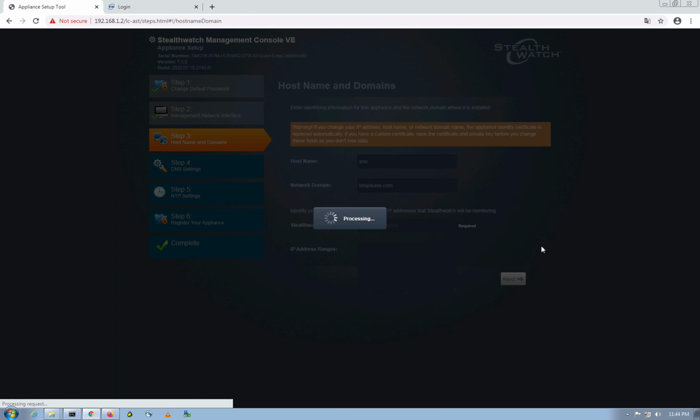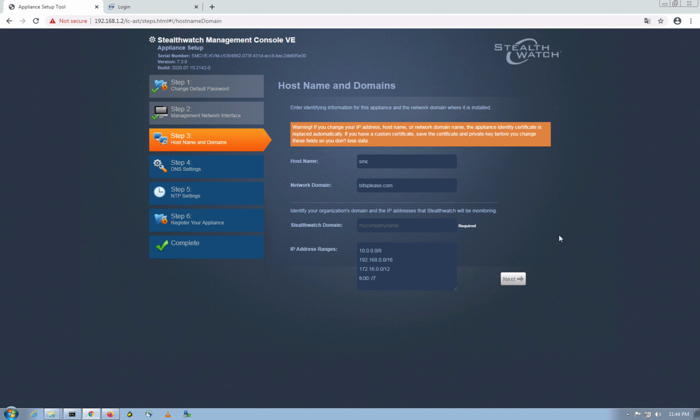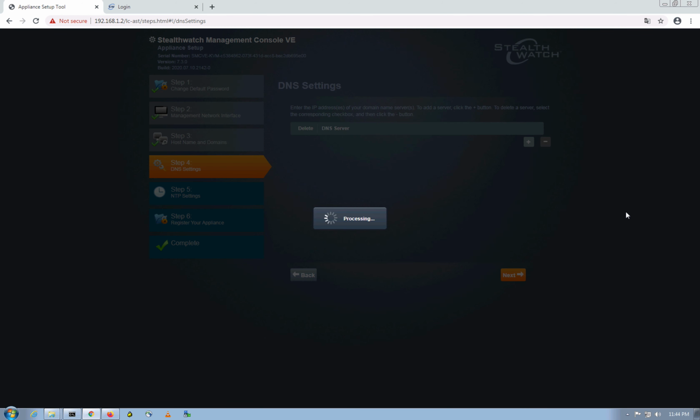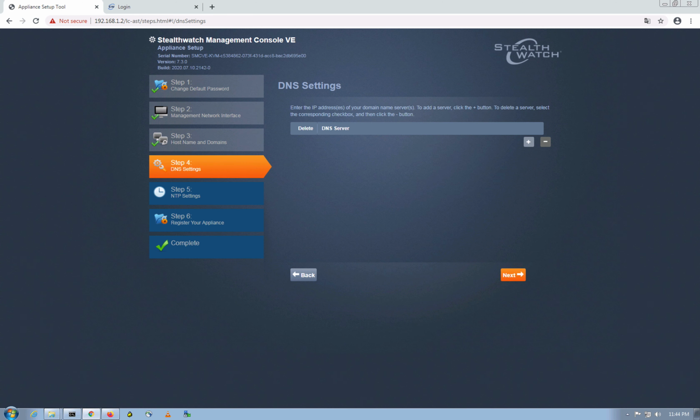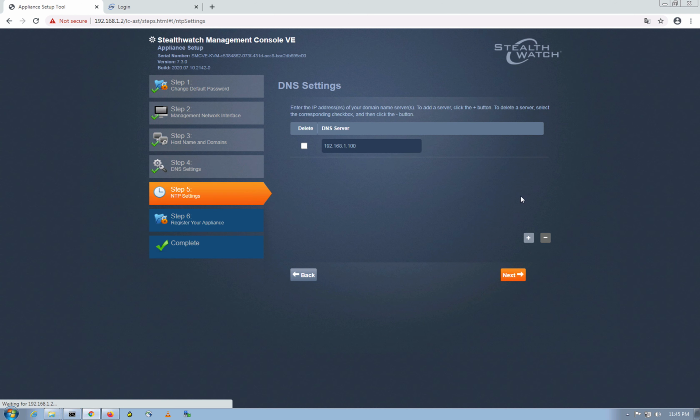Let's do next. My host name is also there. Stealthwatch basically wants a domain, and you can use one Stealthwatch per domain. In my case, I'm going to say my domain is bits please. Let's do next. The next one is the DNS server. Let's add an entry, and we're going to say 192.168.1.100, I believe. That's my DNS server. That looks good. Let's go next.